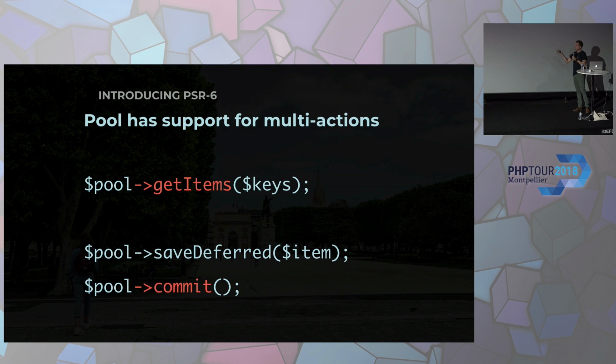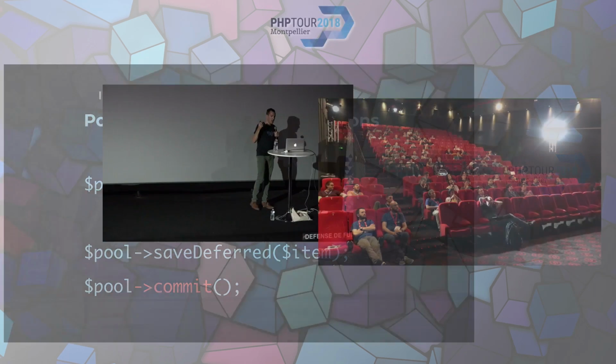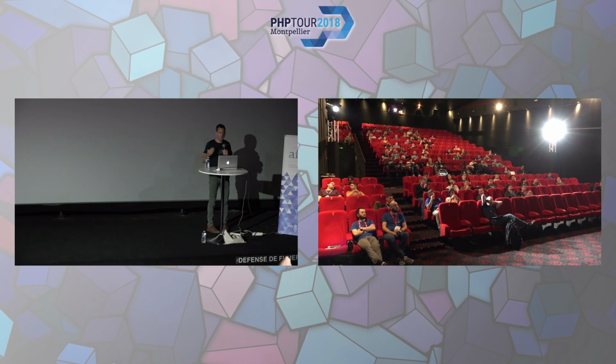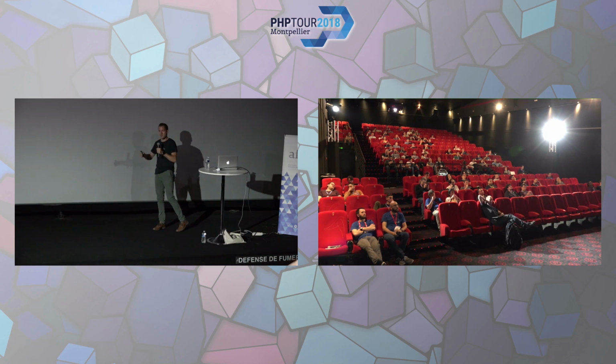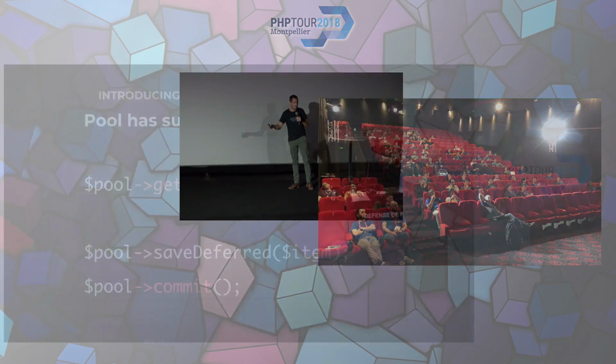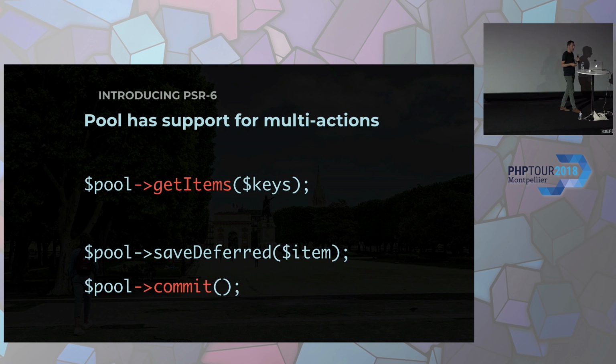The pool has support for multi-actions. I showed you this in the source code. You can get multiple items, or you can save multiple items, or you can delete multiple items. So you do save deferred, and call that multiple times with multiple items, and the pool itself will decide. Oh well, I will do an intermediary save, if that's necessary, and then in the end you will do a commit to make sure that all items are saved.